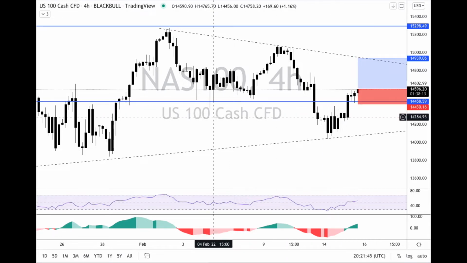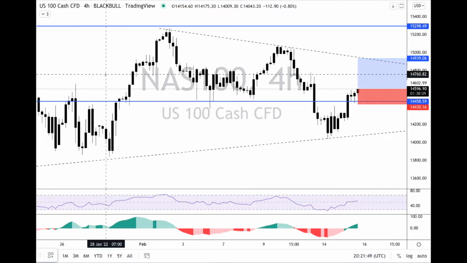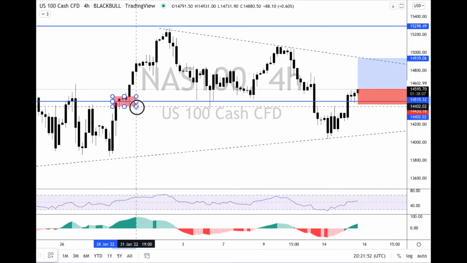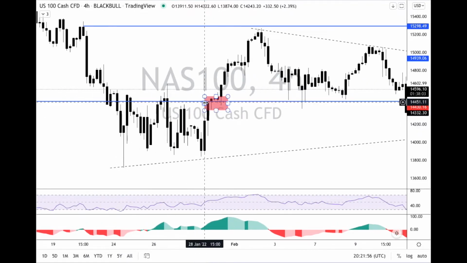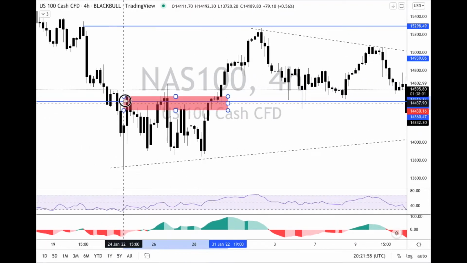The area that is of concern to me right now, as I'm thinking about taking this trade, is this area right here, because of all the wicks that we've got sitting there. There's a lot of wicks in that area.